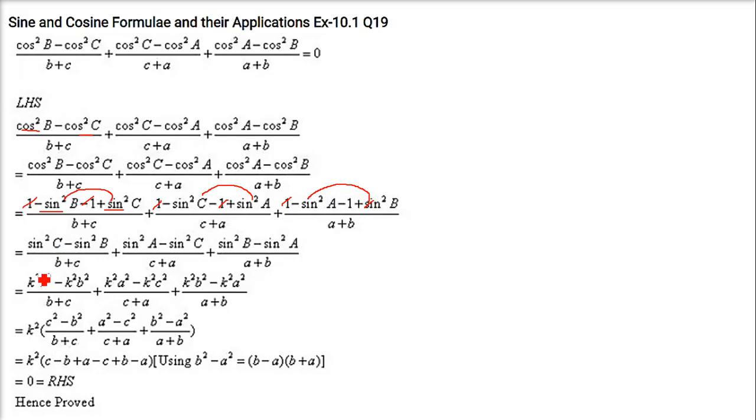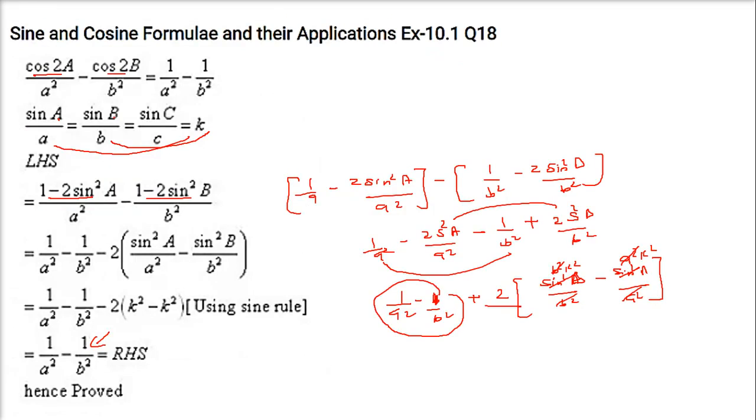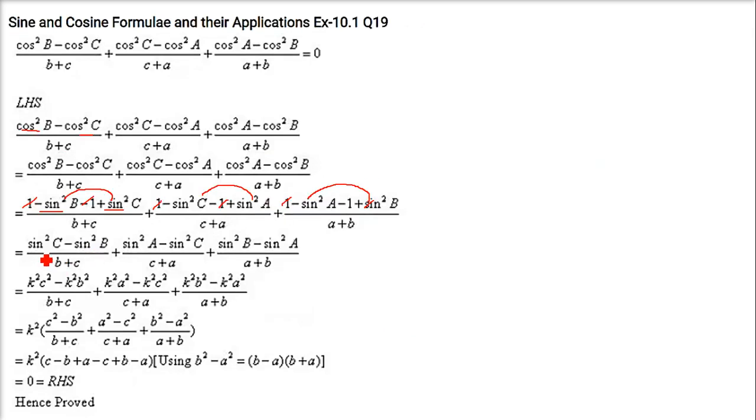But we know that sine c is kc. Okay. See. What is sine c? It is equal to k into c. So sine c is kc. Similarly, sine b is kb. And sine square a is k square a square. Sine square c is k square c square. Here sine square b is k square b square. Sine square a is k square a square.